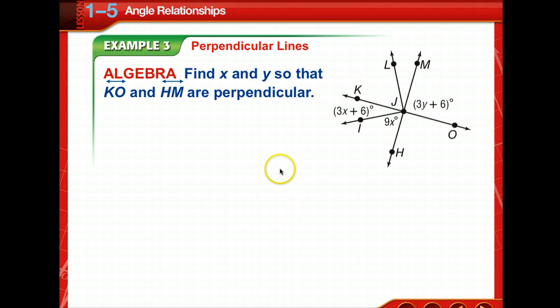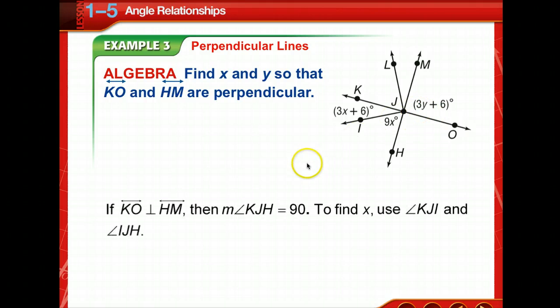Okay, so now we're going to use algebra and what we know about perpendicular lines to find the measurement of different angles. They're wanting us to find X and Y so that line KO and line HM are perpendicular. So if they're perpendicular, we know they form right angles, right? So if line KO is perpendicular to line HM, then the measurement of KJH is equal to 90. So we're going to find X, knowing that these two together are equal to 90. And then we're going to use KJI and IJH.